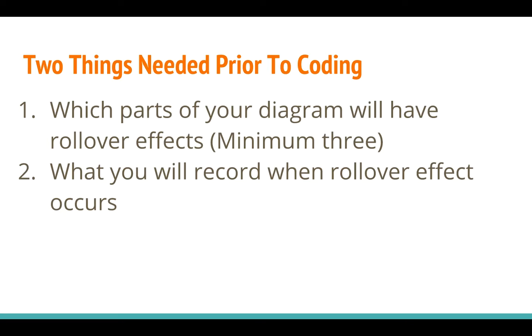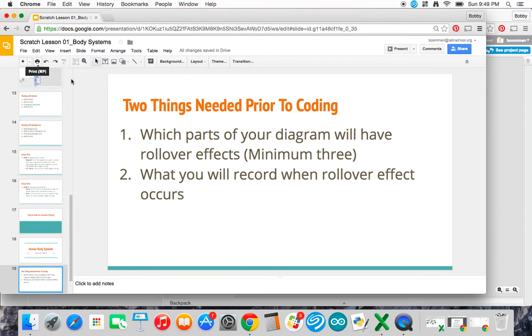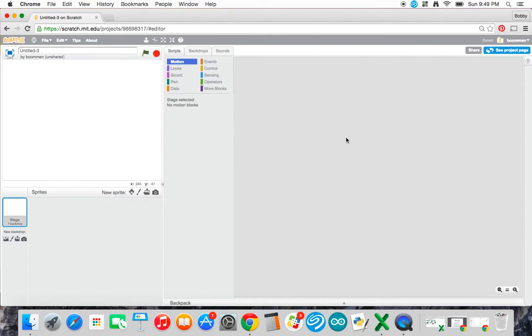Secondly, you should have an idea of what you will record when those rollover effects occur. So say, for example, you're going to select the nose from the respiratory system. You should be able to know what you're going to say about the nose when the rollover occurs. So if you have those two things in place, I'm going to walk you through the Scratch component of it.